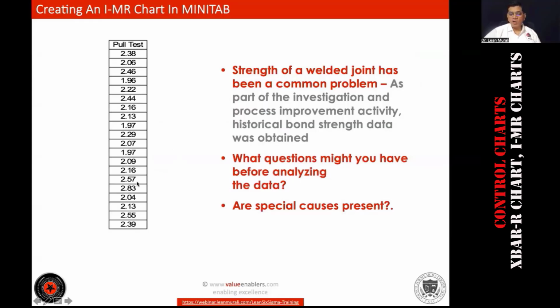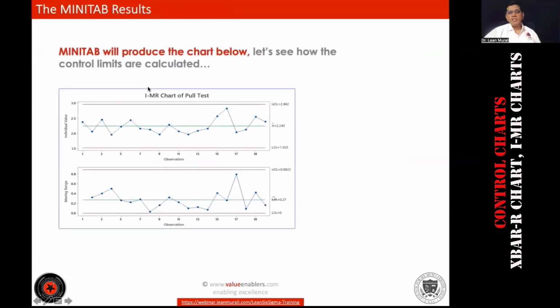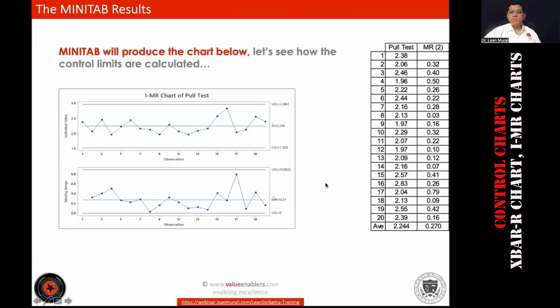Suppose I give you the data like this: 2.38, 2.06 and so on. Let us put this and see, for your understanding, how the range is calculated. 2.38 minus 2.06 is 0.32, and if you see data points 2 and 3, 2.06 and 2.46, the difference is 0.4. So all these differences are put. These differences are called a range. And the moving range is nothing but the average of these ranges. Then there is an upper control limit for that. And finally all this is plotted here.